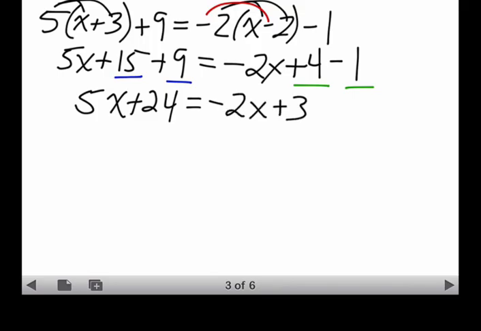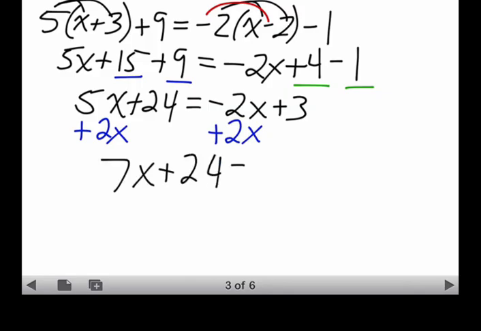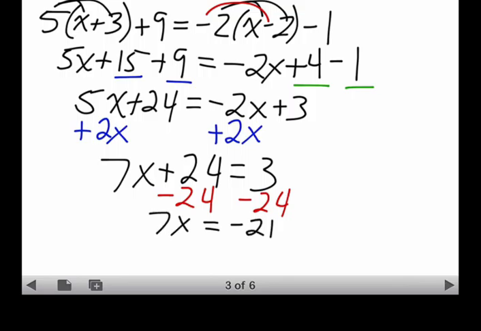Now we're at the step where I want to add and subtract to get the variables on one side. In this case, that means adding 2x to both sides to get 7x plus 24 is equal to 3. Now I'm going to subtract 24 from both sides to get 7x is equal to negative 21. And finally, divide both sides by 7 and end up with a final solution of x equals negative 3. You should take the time to check your solution.